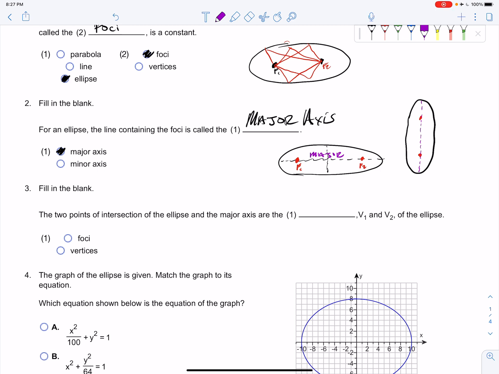Number 3, the two points of intersection of the ellipse and the major axis are the vertices. Yeah, that's true. Okay, let's take a look at that. If we weren't looking at the focus or the foci, and you're just looking at that major axis, it's actually going to hit the ellipse at these two points called vertex 1 and vertex 2, or vertices, plural.